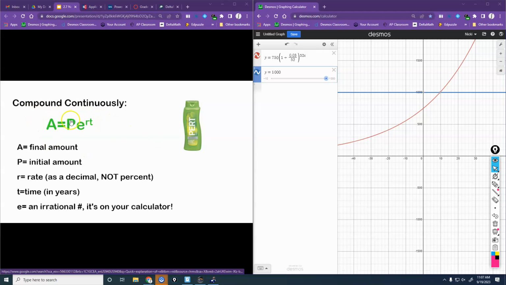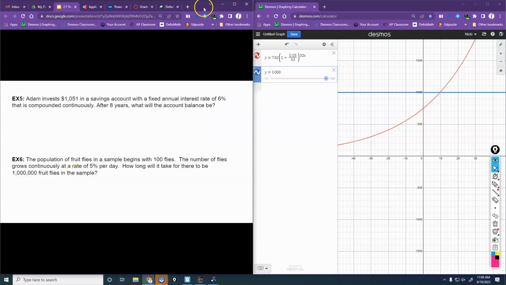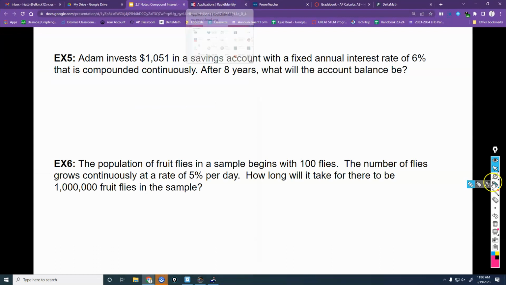Anyway, the PERT formula is what we're going to use if it's compounded continuously. All right, so I actually think it's easier than some of the others. Remember, e is a number in your calculator. So Adam invests $1,051 in a savings account with a fixed annual interest rate of 6% that is compounded continuously. So if you see compounded continuously, you are going to use y equals P e to the rt.